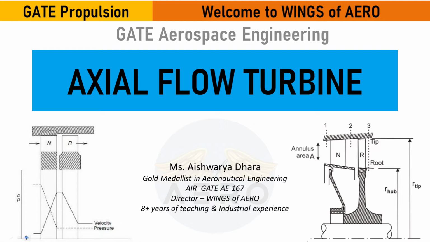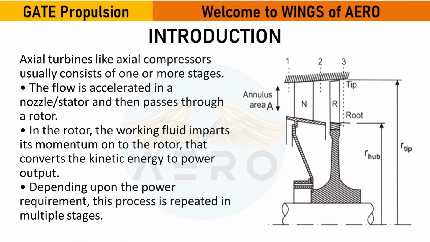So here we are going to see the axial turbine. In your syllabus you have the axial flow turbine. First we will see what an axial flow turbine is. Any machine which is axial, just like we have seen in the compressor, means the fluid coming out from the combustion chamber and entering the turbine will be in an axial direction. Whenever the flow enters the turbine, it should be in the axial direction.